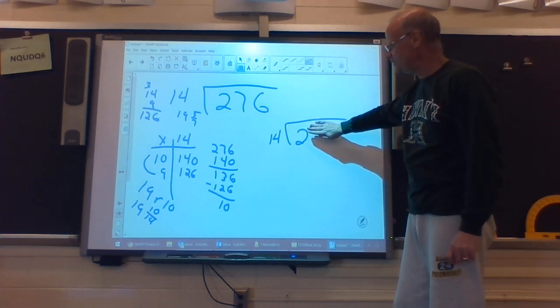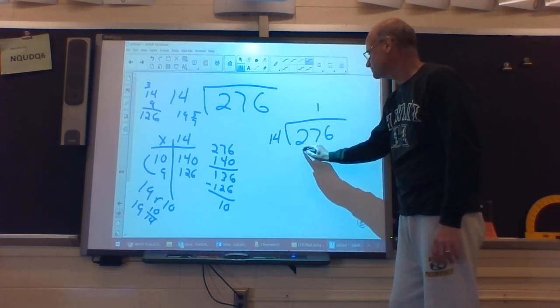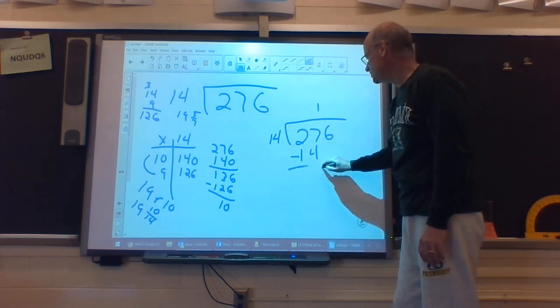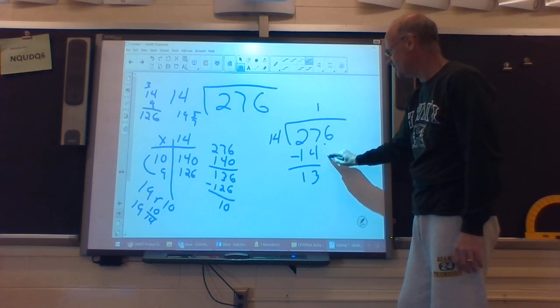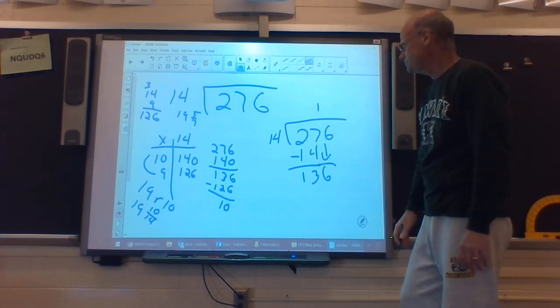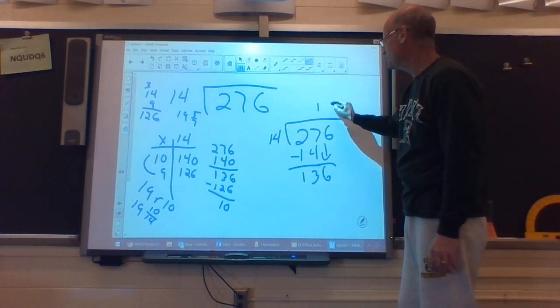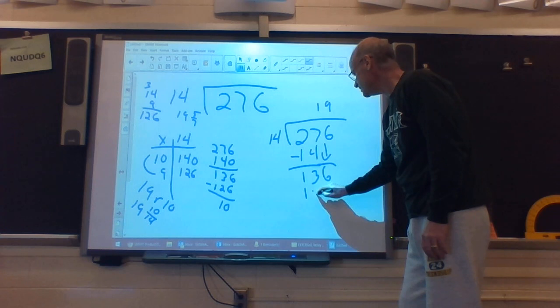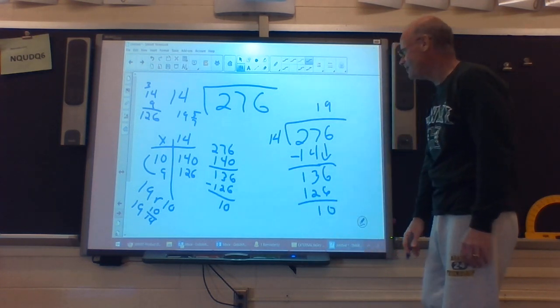14 goes into 2, now times, into 27, once. Subtract my 14, I get 13. 13 is smaller than 14, I can bring down my 6. How many 14s go in there? We did the multiplication over there, we know it's 9. That's 126. If I subtract, I get 10.